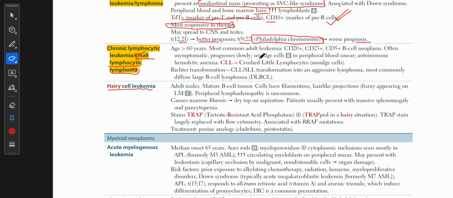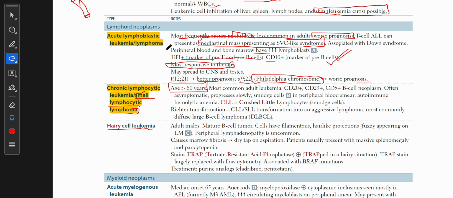And in chronic lymphocytic leukemia or small lymphocytic leukemia, the age distribution is adult. So the main difference between acute lymphocytic leukemia, that is ALL, and CLL is in the age distribution: age greater than 60 years occurs in CLL. So you can remember, acute is instant, right? So children are instant aged, and CLL is chronic. The more the age increases, the more the risk of developing CLL increases. So it is the most common adult leukemia. The most common adult leukemia is CLL, right?